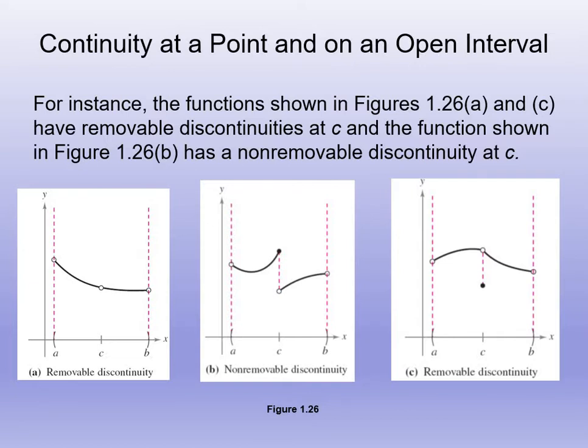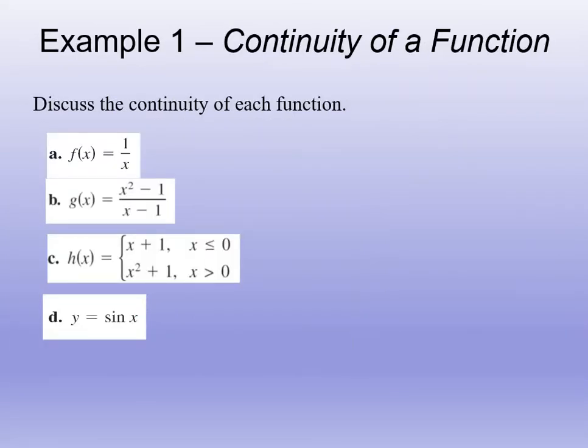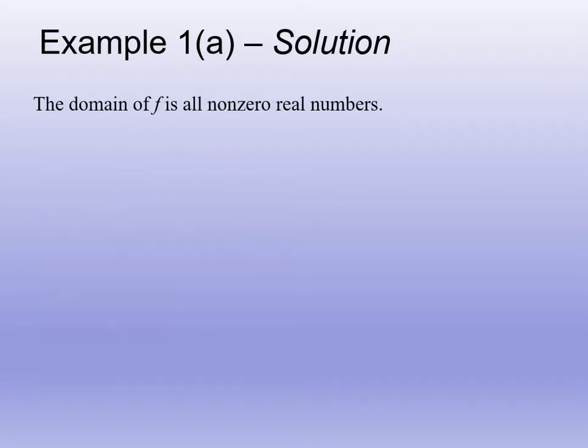Okay? And then we look at the last one, right? We defined a value at c, but the value is not equal to the limit, all right? But it is still considered a removable discontinuity. So there's the three we're going to approach. So let's do these examples here, all right? So we're going to do example A, B, C, and D, and we're going to talk about the continuity of each function as we go through this, okay?